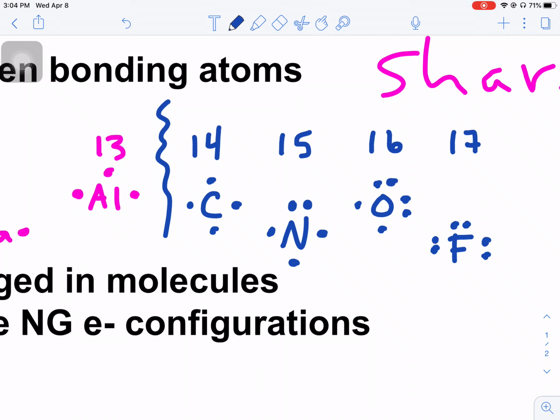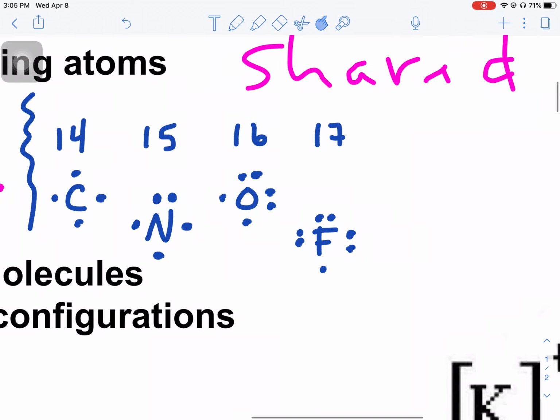Halogens have three lone pairs, three unshared pairs, and one single. And it's that one single that can form a covalent bond.